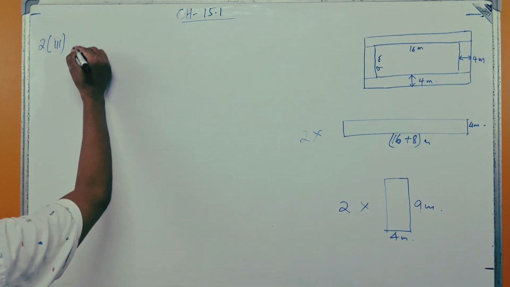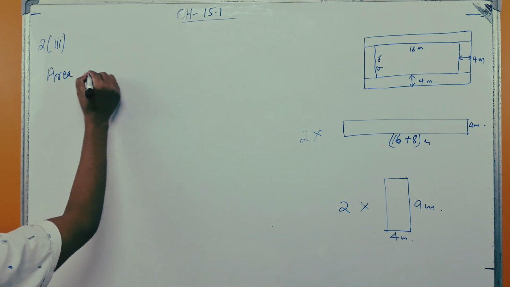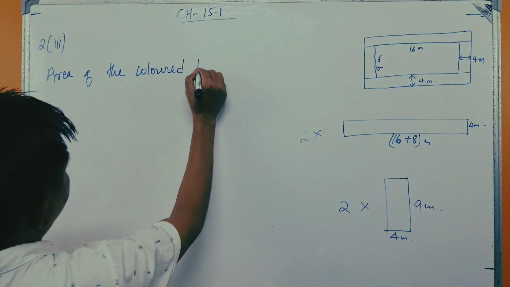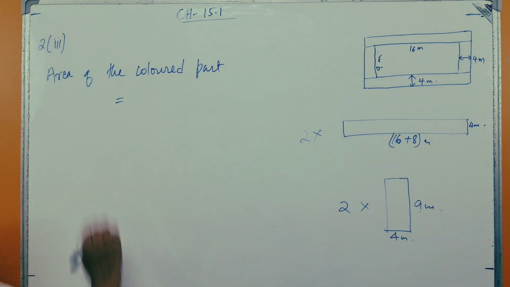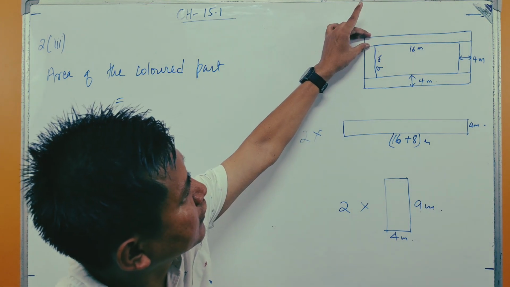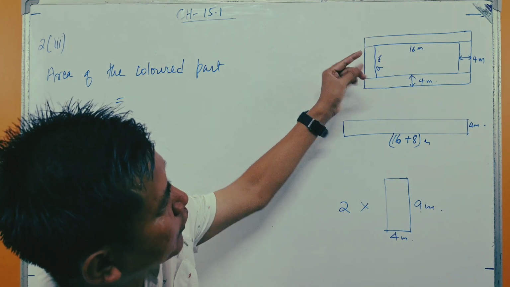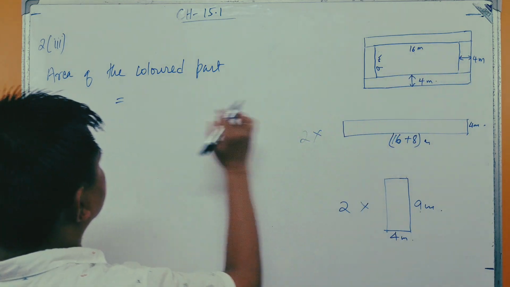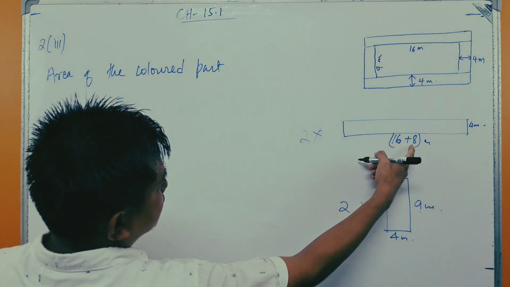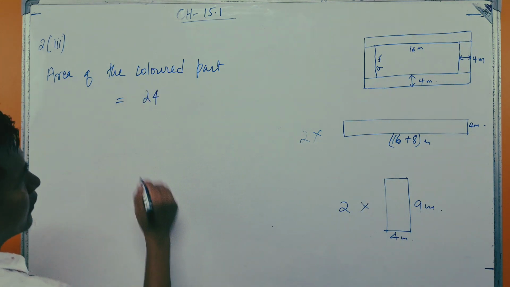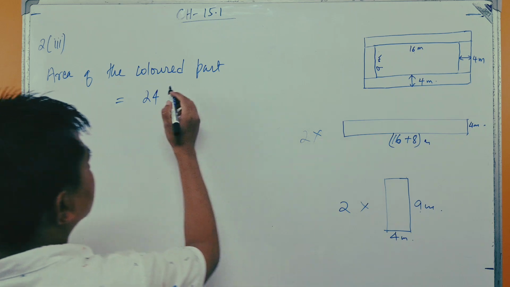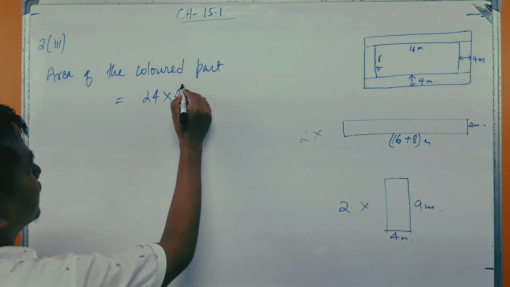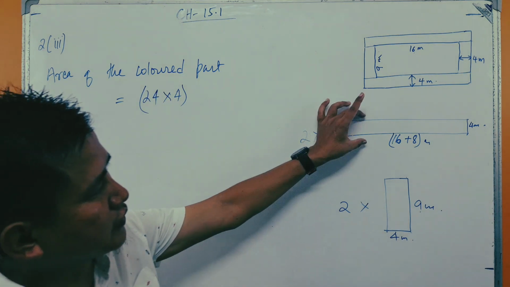So area of the colored part equal to area of this rectangle plus area of this rectangle plus area of this rectangle plus area of this rectangle. So first, area of this rectangle. Length is 16 plus 8. 16 plus 8 is 24. Length into breadth. Breadth is 4 meter. So this is the area of this rectangle.